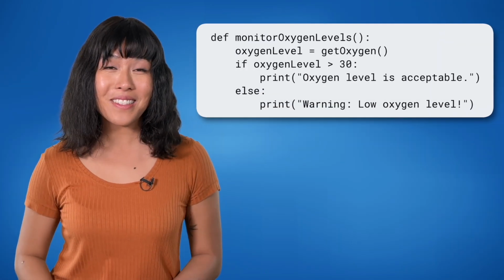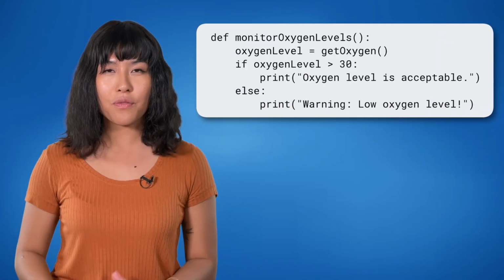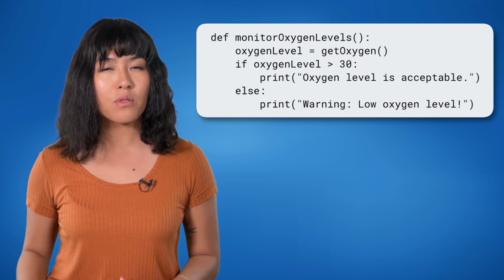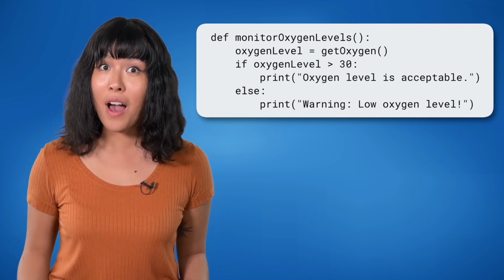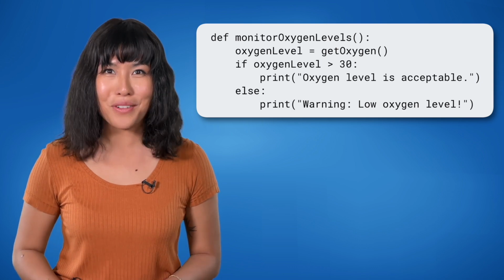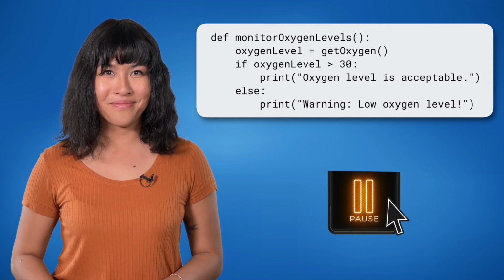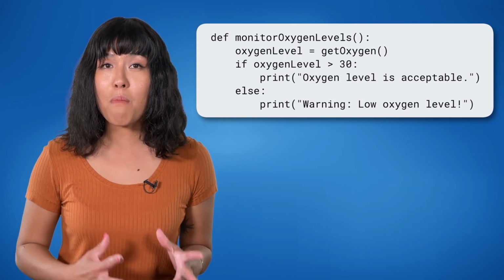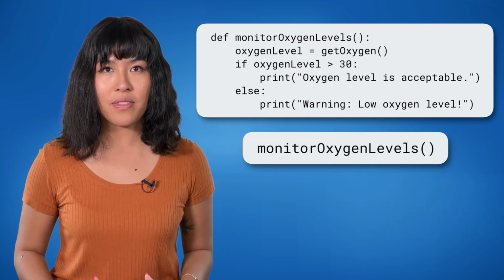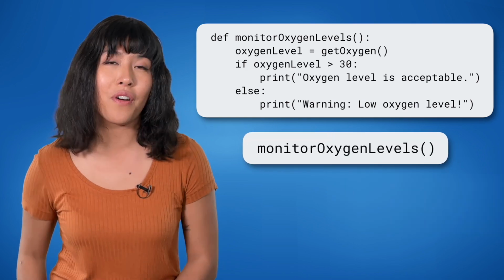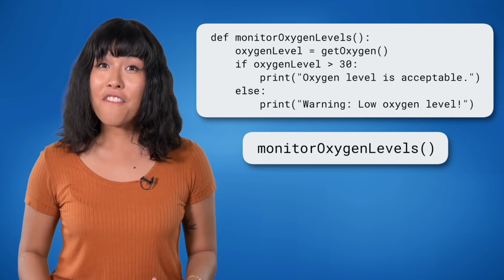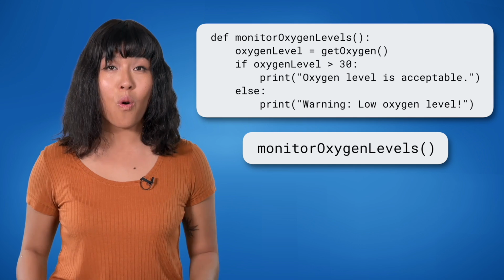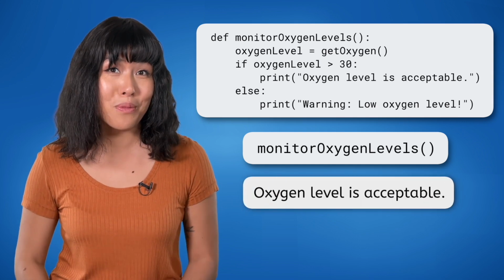Let's take a look at the answer. How can we call this function, and what would be the result on the screen if our getOxygen function returned a value of 35? Try this in your guided notes now. We type monitorOxygenLevels, parentheses, in order to call the function. If our oxygen function returned a 35, that value is greater than 30, so "oxygen level is acceptable" will be printed.